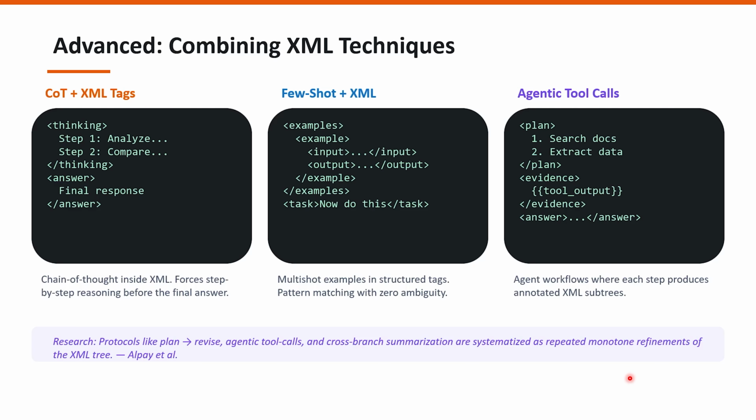Third, agentic tool calls. This is for more complex AI agent workflows. The AI creates a plan, gathers evidence from tools, and produces an answer, all structured as XML subtrees. The research paper actually proves that these kinds of protocols converge to well-formed outputs when you use XML structure. This is where XML prompting really shines, when things get complex and you need reliable structured behavior from the AI.